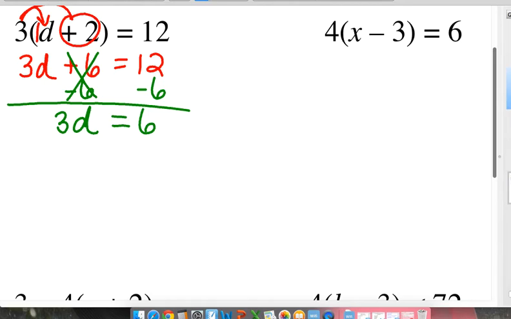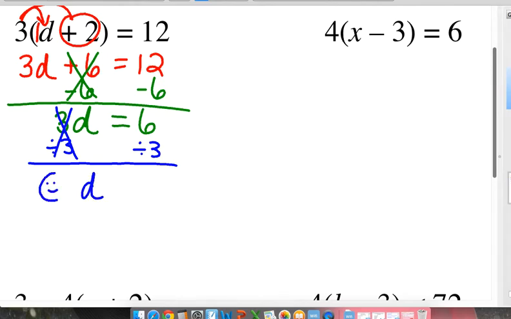Great. The next step would be to get my variable terms together, but I only have one variable term, so he can't combine with anyone. So the very last step then would be to isolate the variable. Get d alone and happy. So right now he's being multiplied by 3, and the opposite would be to divide by 3. And there go the 3's, and d is alone and happy, and 6 divided by 3 is 2.